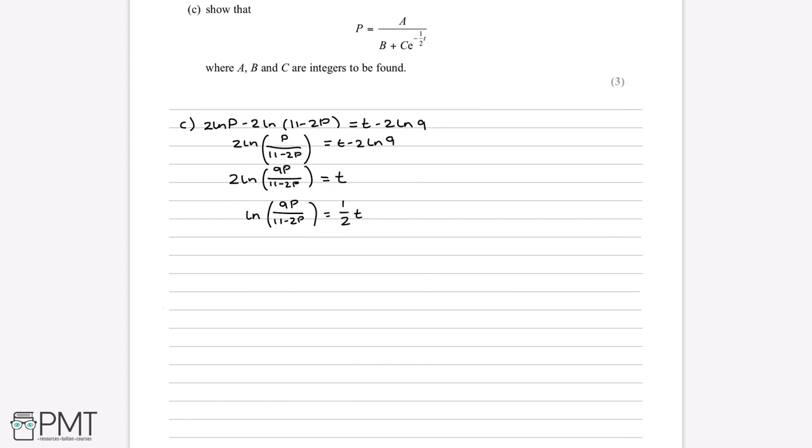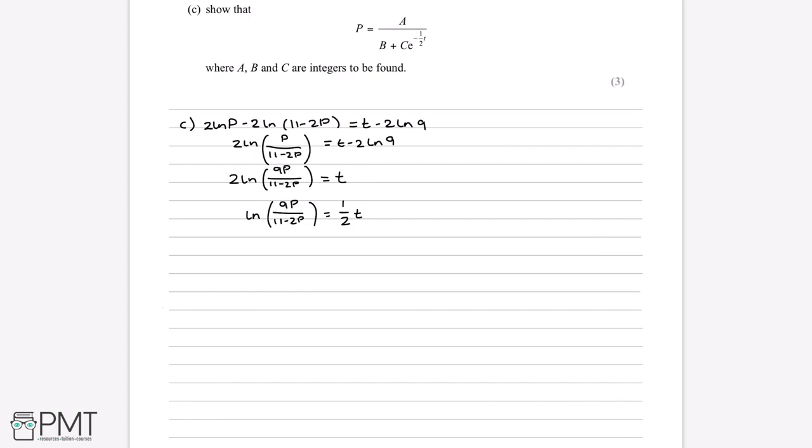Now, what we can do to get rid of this log and to make p the subject, which is what we want to try and do, because we have p equals something up here, is we can take everything to the power of e.